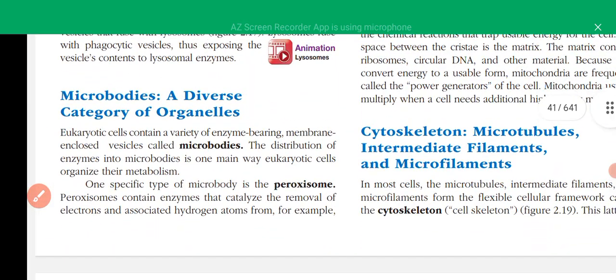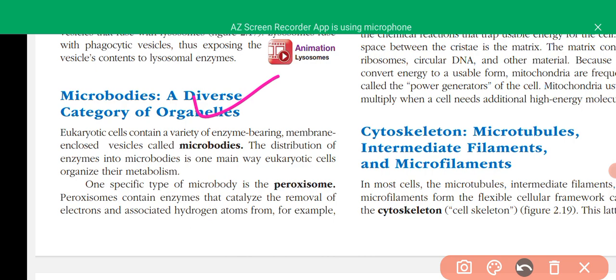Now let us talk about other organelles, like microbodies. These are a diverse category of organelles containing different types of hydrolytic enzymes and other enzymes that are not present in lysosomes. These are called microbodies. Examples in animals are peroxisomes. Peroxisomes are membrane-bound organelles containing hydroxylases, catalases, and peroxidases enzymes.